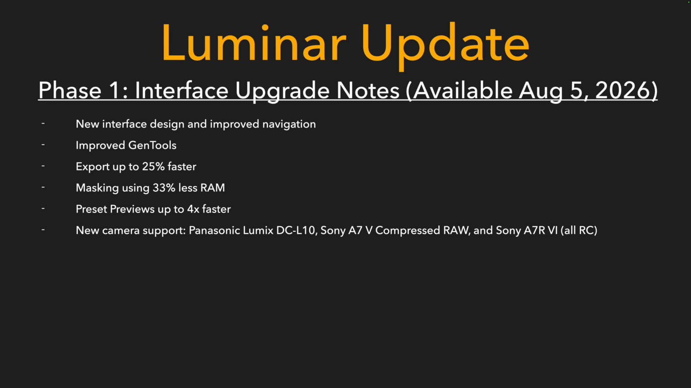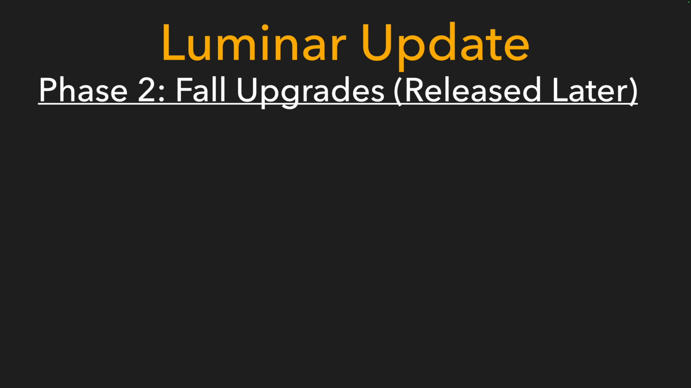This release is also going to come with new camera support for Panasonic Lumix DC-L10, Sony a7 V compressed RAW files, and Sony a7R6, all of the RAW compressions. Now, phase 2 is going to come in the fall.